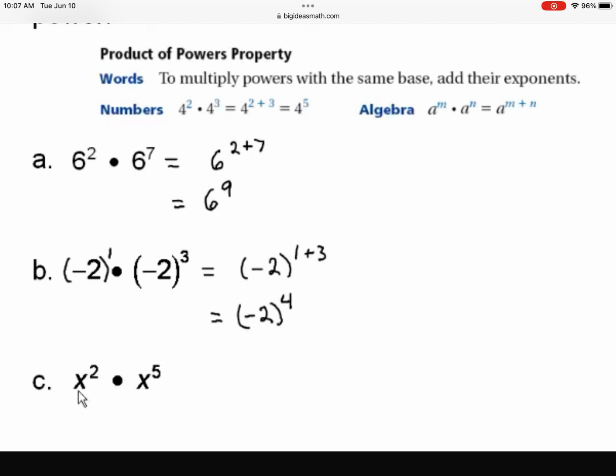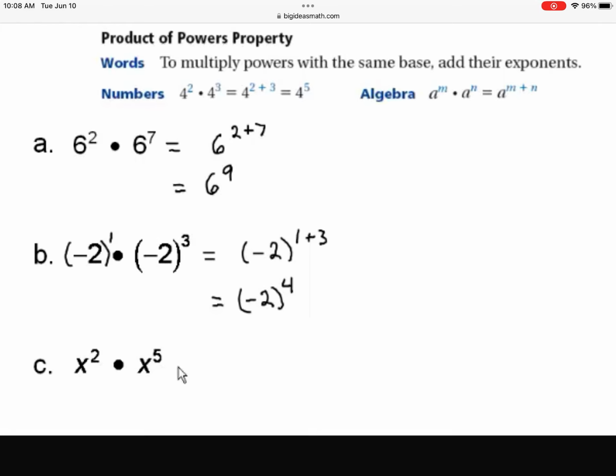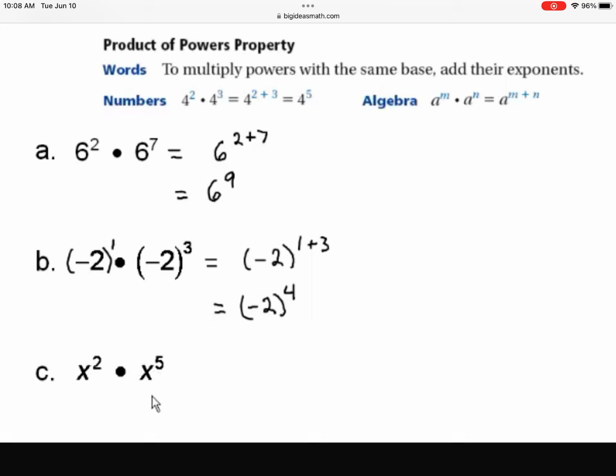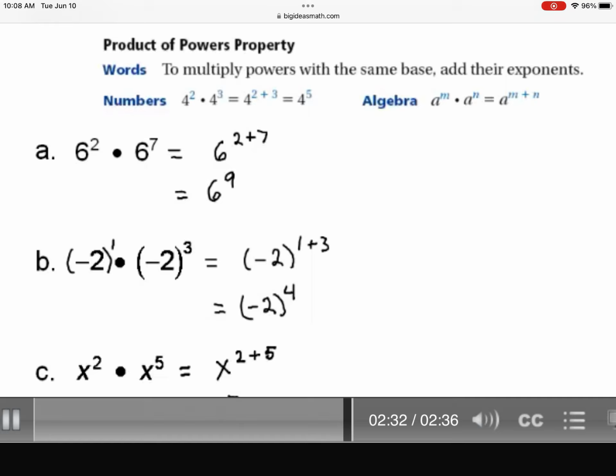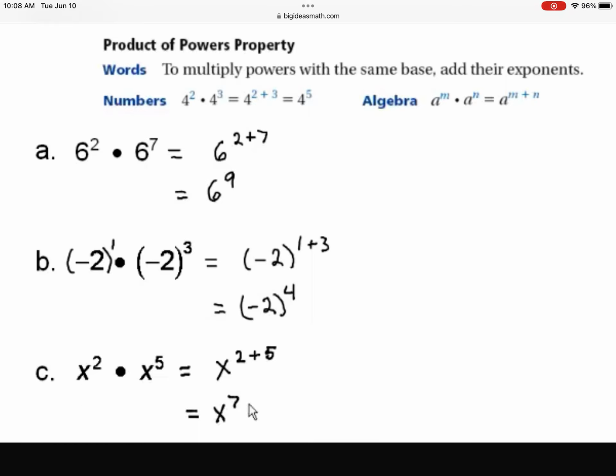Simplify the expression x squared times x to the 5th. Notice that the base is a variable, x. The bases are the same, and the powers are multiplied, so we can use the product of powers property. Keep the base, x, and add the exponents, 2 and 5. 2 plus 5 is 7, so the expression can be simplified to x to the 7th.